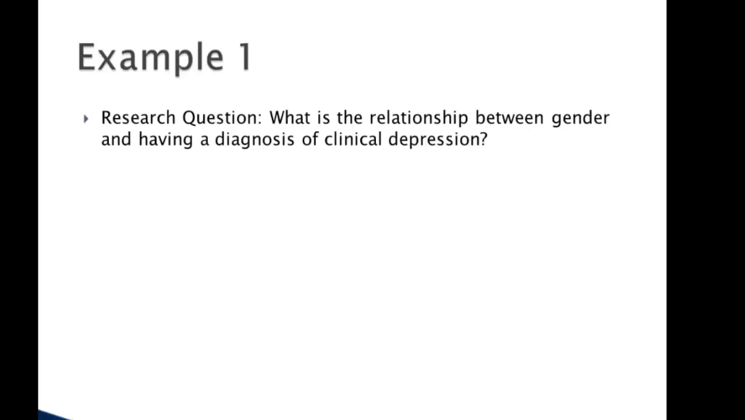Now let's go through some examples of this process so you can see how this works, incorporating our different steps. So our first example, our research question is, what is the relationship between gender and having a diagnosis of clinical depression? So we see the word relationship there, so that should be a rather easy clue for you. This is probably a correlational research question. Okay, so that's one of the first criteria that we have.